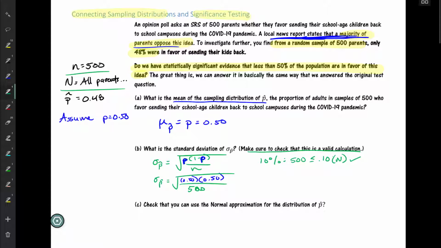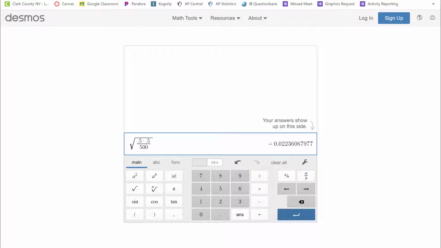Okay, so let's go over to Desmos and plug it in, see what we get. The square root of 0.5 times 1 minus 0.5, all divided by 500, is going to give us 0.00236, and so on, but we'll go ahead and call that 0.0224, rounded to 4 decimal places.